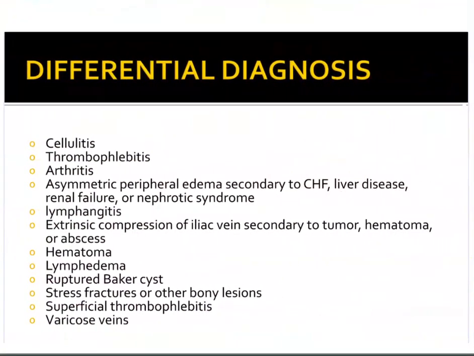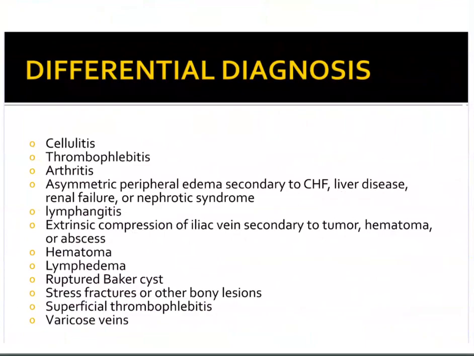Okay. Now, for these patients, we need to have more differential diagnoses. And when they ask you for differentials, you need to be very precise and tell them that there are a number of them. So you can have cellulitis, you can have thrombophlebitis, you can have arthritis, you can have symmetrical peripheral edema secondary to congestive heart failure, liver disease, renal failure, or nephrotic syndrome because of those protein C and S deficiencies. Okay, lymphangitis. There can be extrinsic compression of an iliac vein secondary to a tumor. Okay, a hematoma or an abscess.